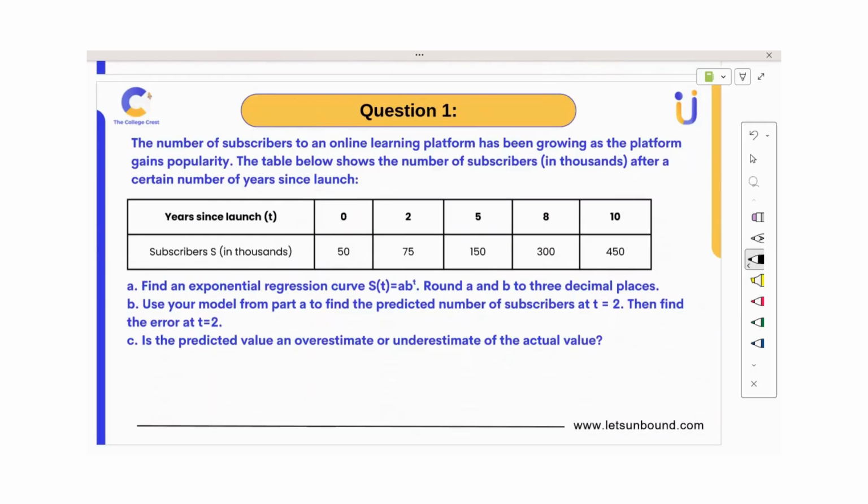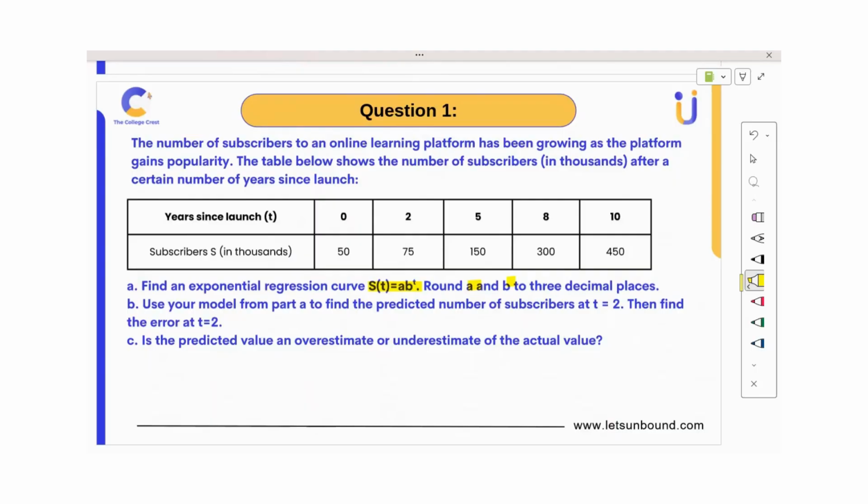The number of subscribers to an online learning platform has been growing as the platform gains popularity. The table shows the number of subscribers in thousands after a certain number of years since launch. So, years since launch and subscribers: find an exponential regression curve in this format. And here you can round your a and b to 3 decimal places.